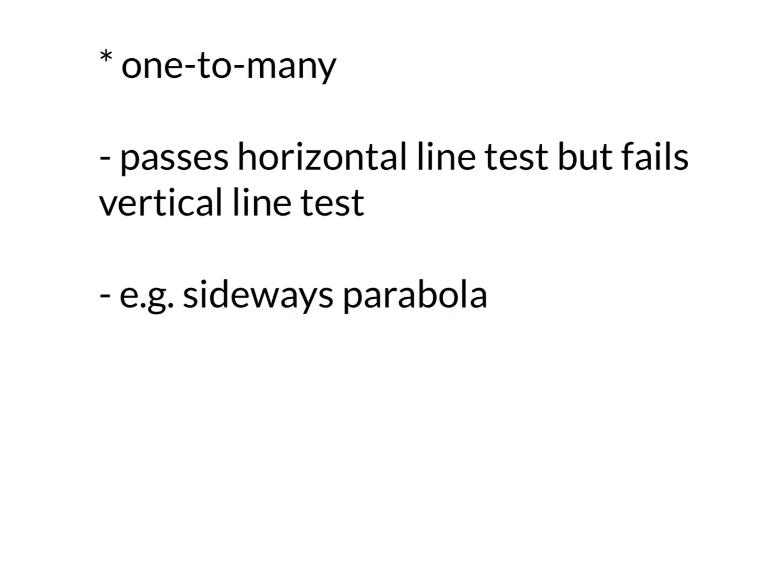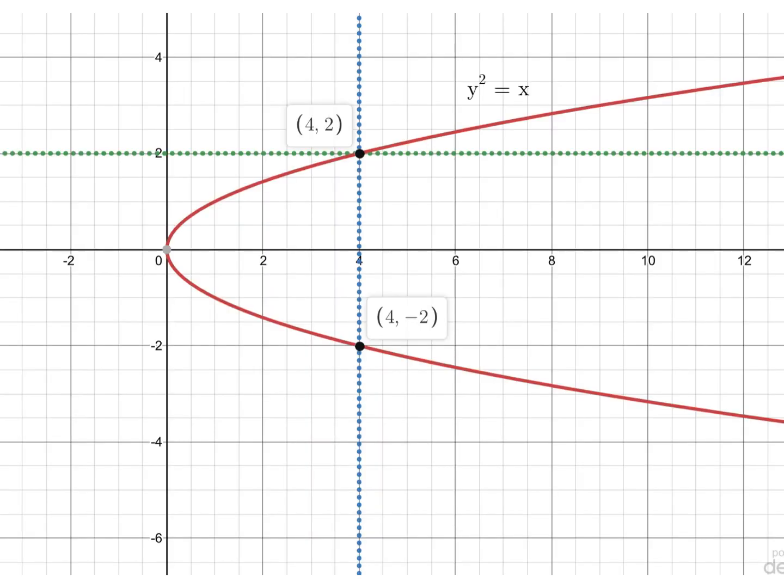For our next one, one-to-many, this passes the horizontal line test but fails the vertical. If we put the parabola sideways, so y squared equals x, we get this as an example. You can see for y squared equals x, the vertical line test fails, so it's not a function, because at any particular point on this graph, the line passes through 2 points. Whereas the horizontal line test actually passes, because anywhere on this graph, the horizontal line only passes through 1 point.